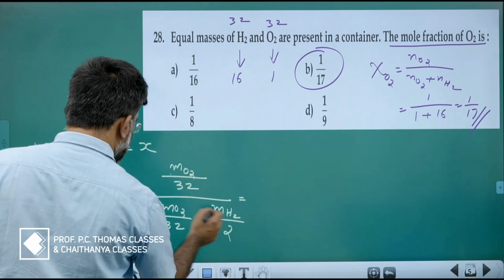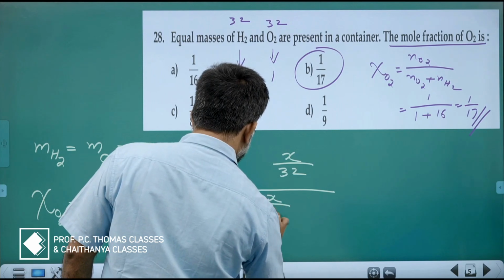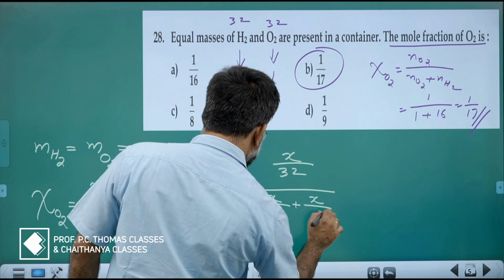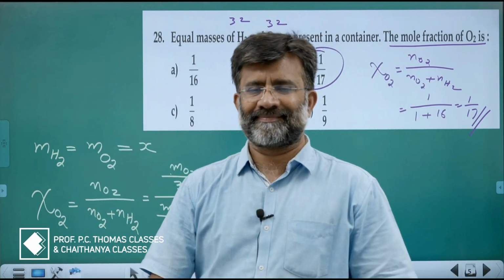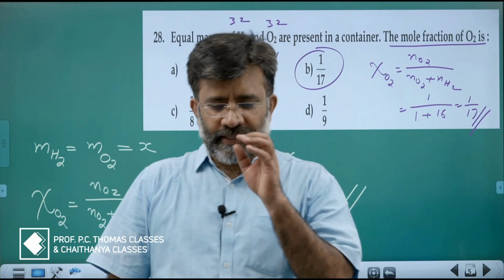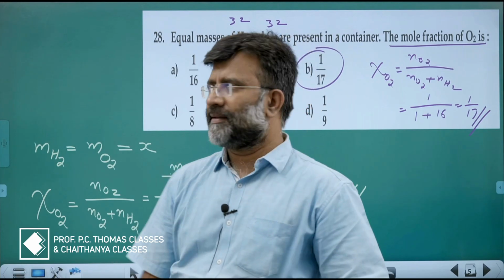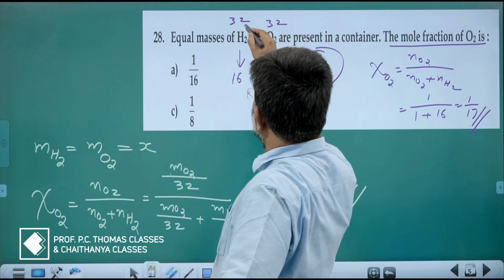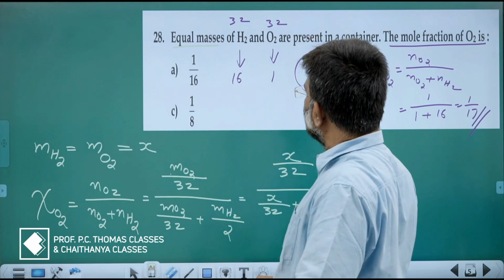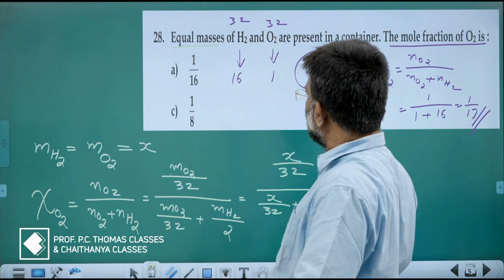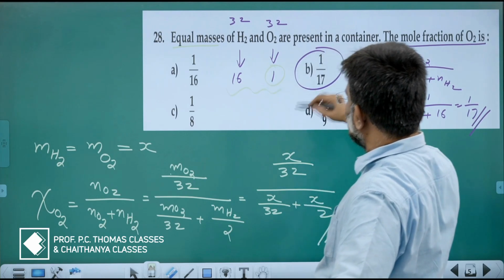This mass is equal to X. So X by 32 and X by 2. You will get the same answer. For easy calculation, we are taking a figure, say 32. So this I am taking 32, and this I am taking 32. Equal mass. So 32 means 32 by 32, 1 mole, and 32 means 32 by 2, 16 mole. So the mole fraction of oxygen, number of moles of oxygen divided by total, is 1 by 17.